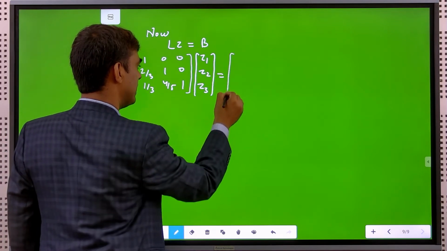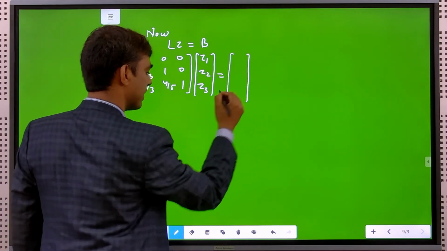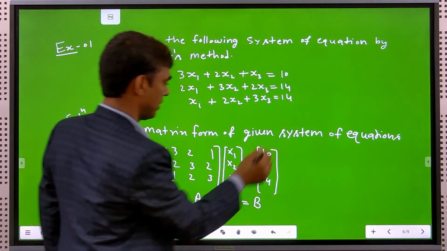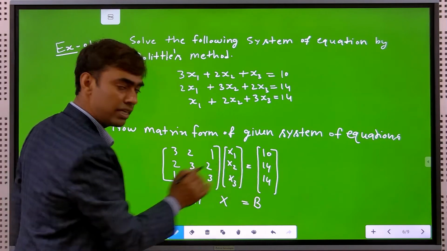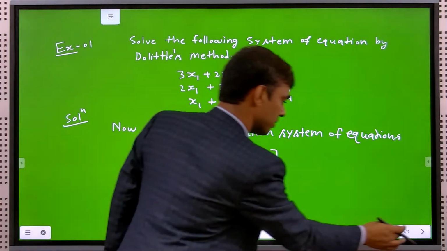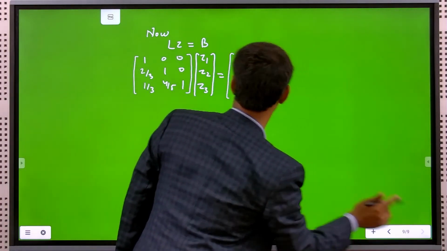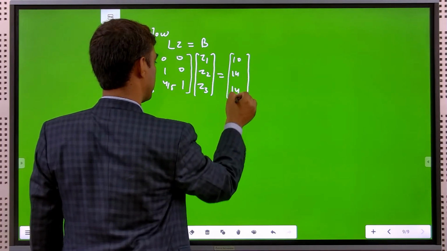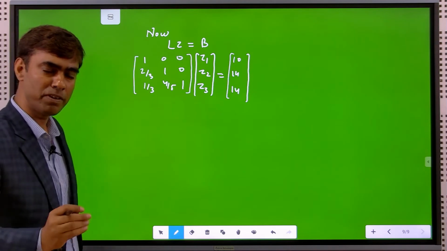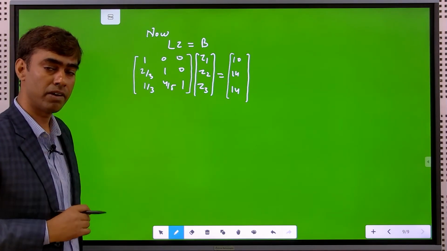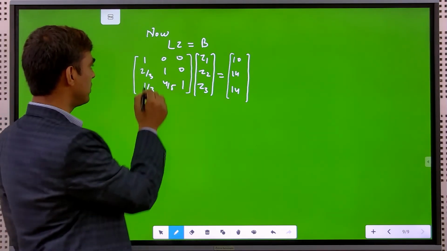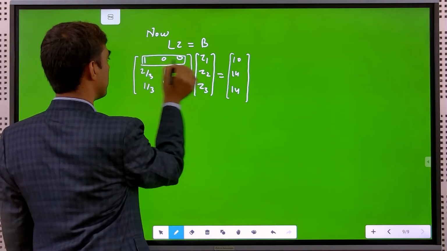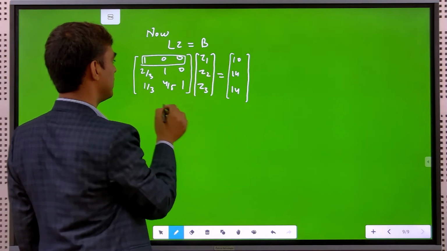This equals B, and we already wrote the values of B. What are the values of B? The values of B are 10, 14 and 14. Now, what do we perform? We perform the forward substitution. Forward substitution means first we multiply the first row by the vector Z1, Z2 and Z3.